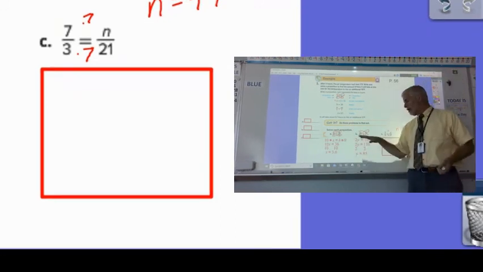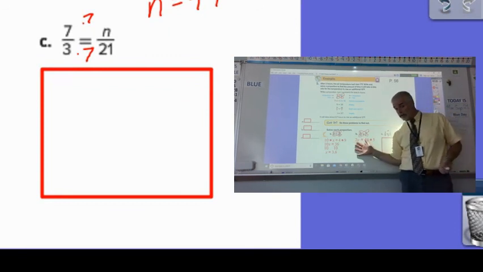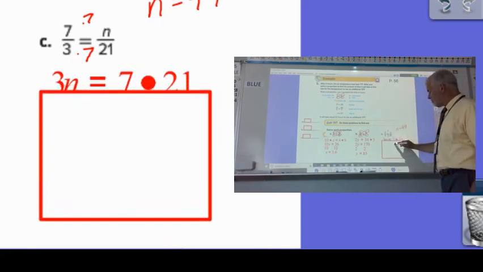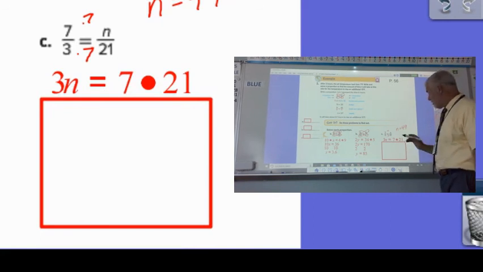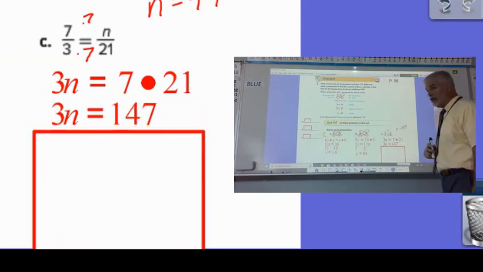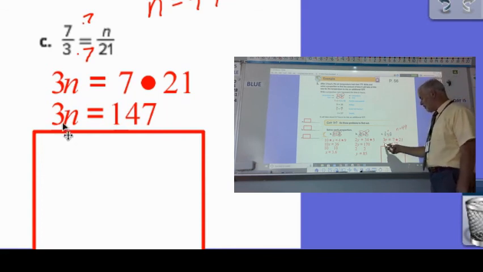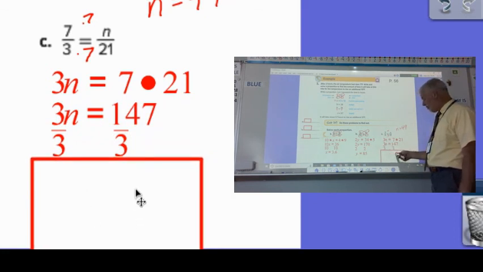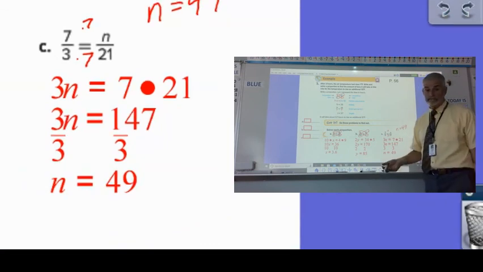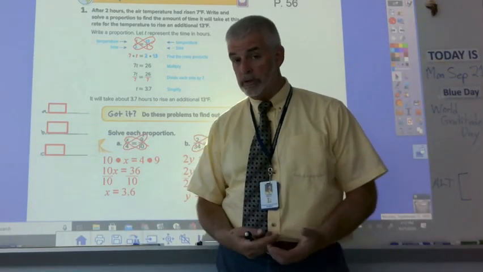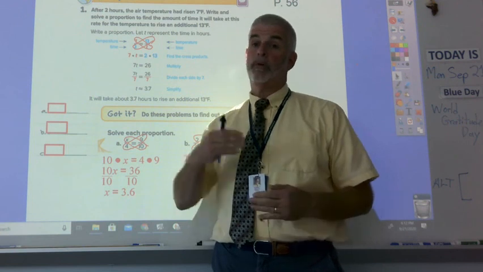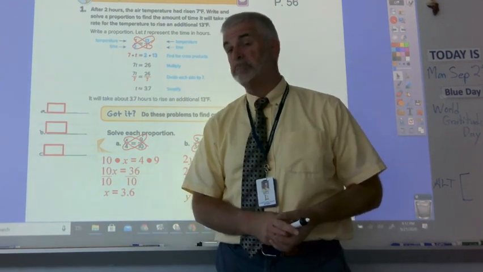Now the fact is that no matter what the numbers are, using the cross product method like this will always work. So you can always use that method. Write the cross products. 3 times n equals 7 times 21. Use your calculator for these. So 7 times 21 is 147. So 3 times n equals 147. And divide by 3, the number in front of the variable, to get your answer of n equals 49. All right, so that is solving proportions, not in real world problems. I'm going to stop there, and we'll look at real-world problem proportions in the next part of this video.